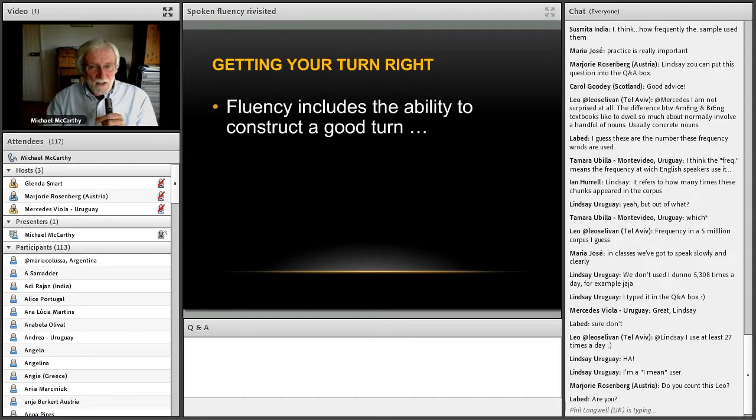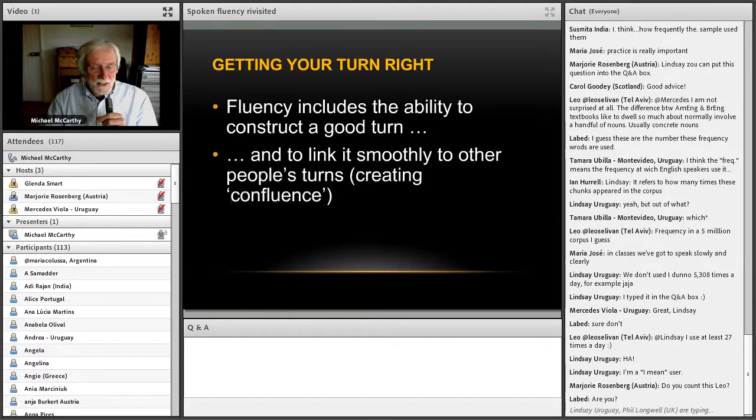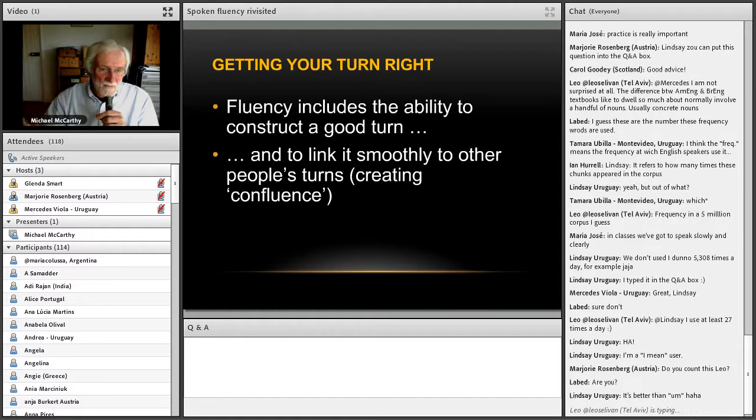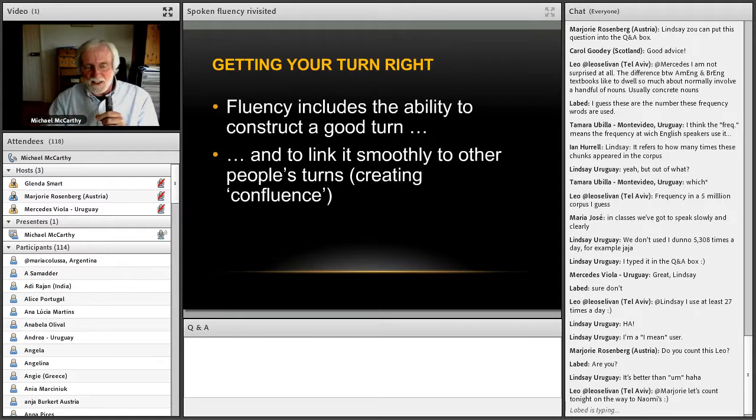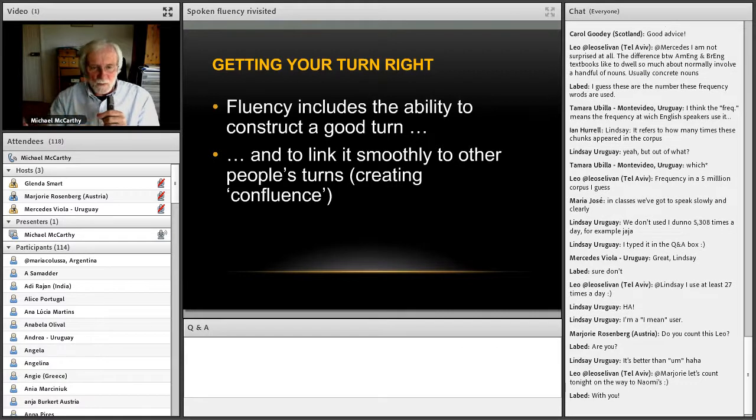fluency includes the ability to construct a good turn and to link it smoothly to other people's turns, creating what I'm going to call confluence. By confluence, what I mean is that each participant in the conversation has to be fluent for it to be successful and to work properly. But when you put the different voices together, you create something which is bigger than the individual parts. You create confluence, just like when two rivers meet and they flow as one river. Geographers call this confluence, and I think we can talk about the same in language, especially face-to-face dialogue.